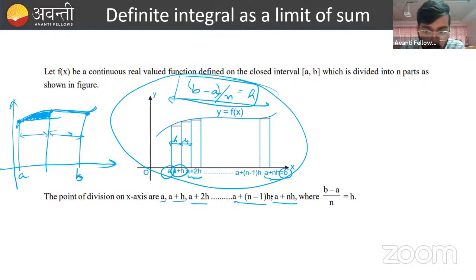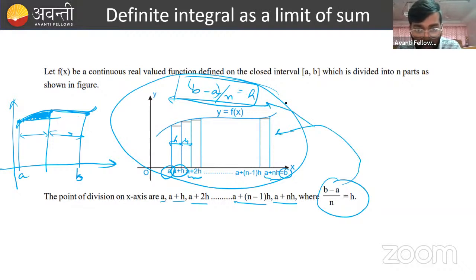So that is why h has been defined as b minus a upon n. So I hope you guys got this thing from these 2 points. Okay. Now moving on to the next slide.